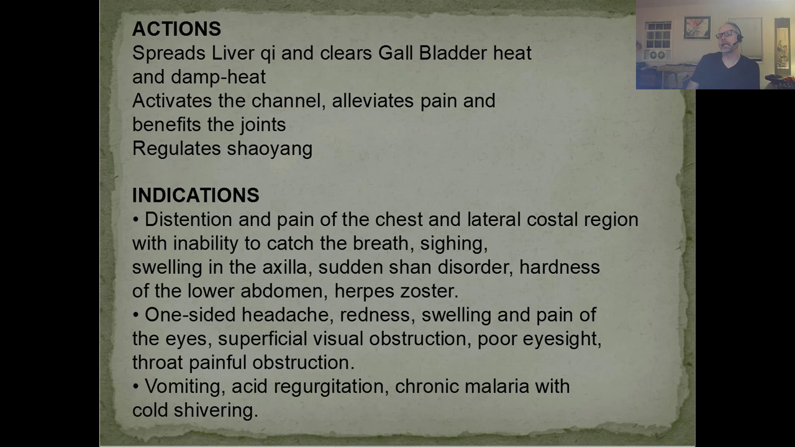Spreads liver qi and clears gallbladder heat and damp heat. Activates the channel, alleviates pain, and benefits the joints. Regulates the Shaoyang. So everything we see here is a reflection of its actions. One-sided headache, that's a reflection of its ability to alleviate pain in the channel. Distension and pain of the chest and lateral costal regions with the inability to catch the breath. Sighing, that's a representation of spreading the liver qi and clearing gallbladder heat.